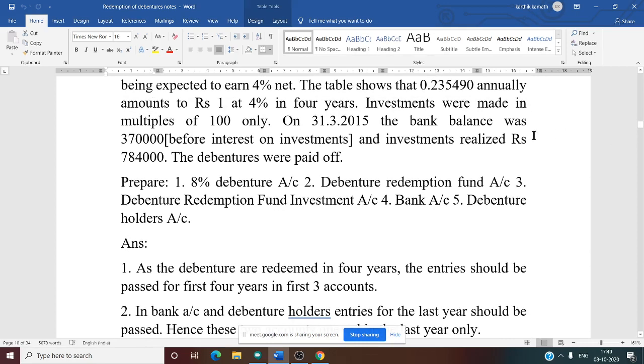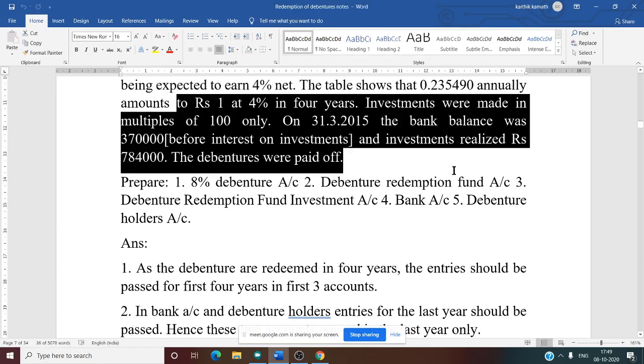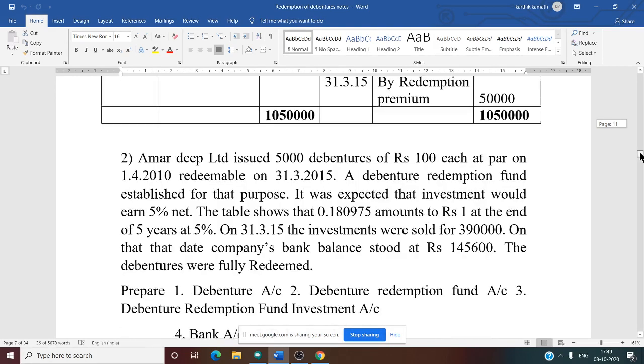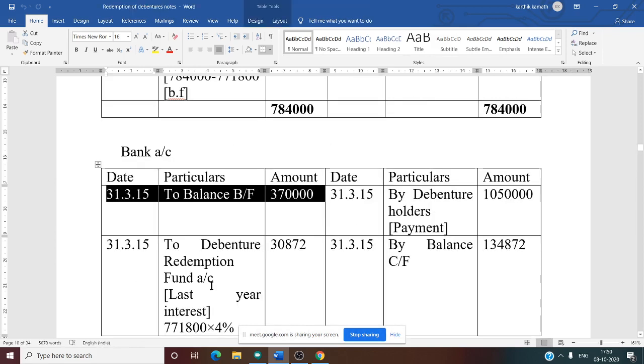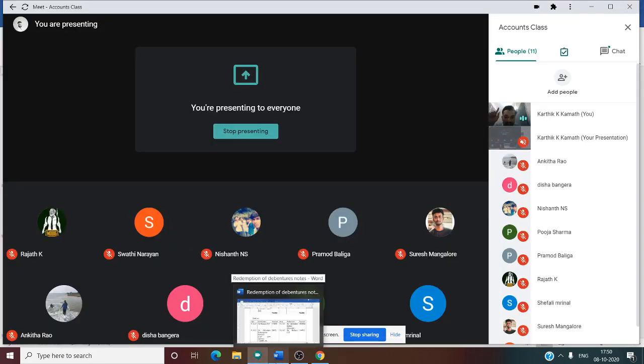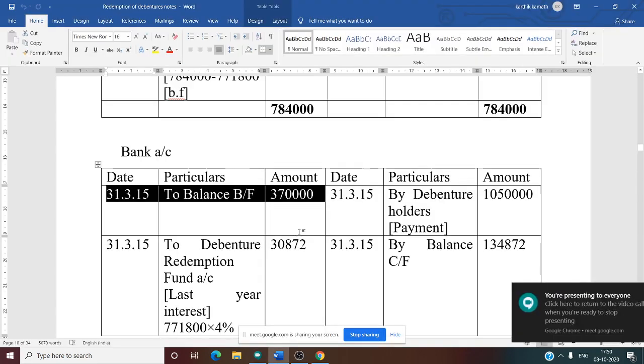See this. On 31/3/2015, bank balance was 3,70,000. That means that is directly given in the question. Bank balance amount, that is 3,70,000 at the end of that particular year, because the balance is given at the year end. Last year end balance is given. So now we know that balance.